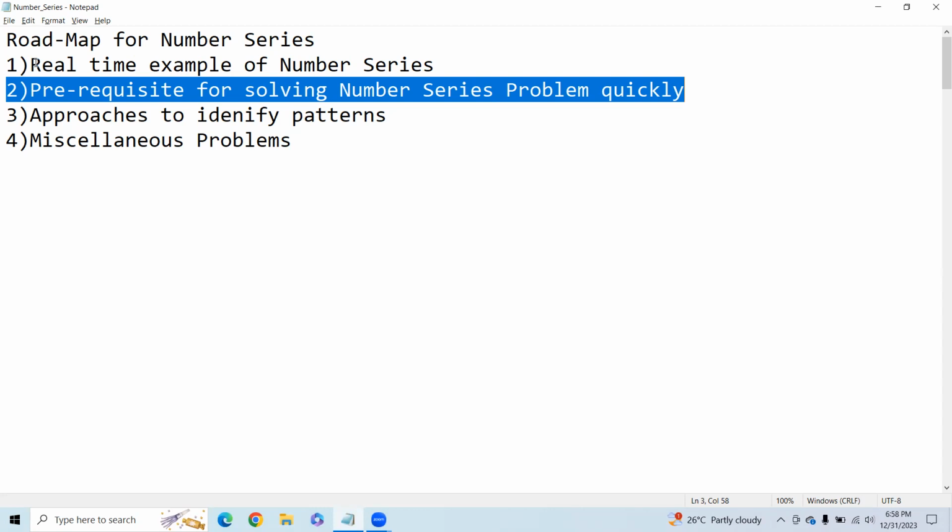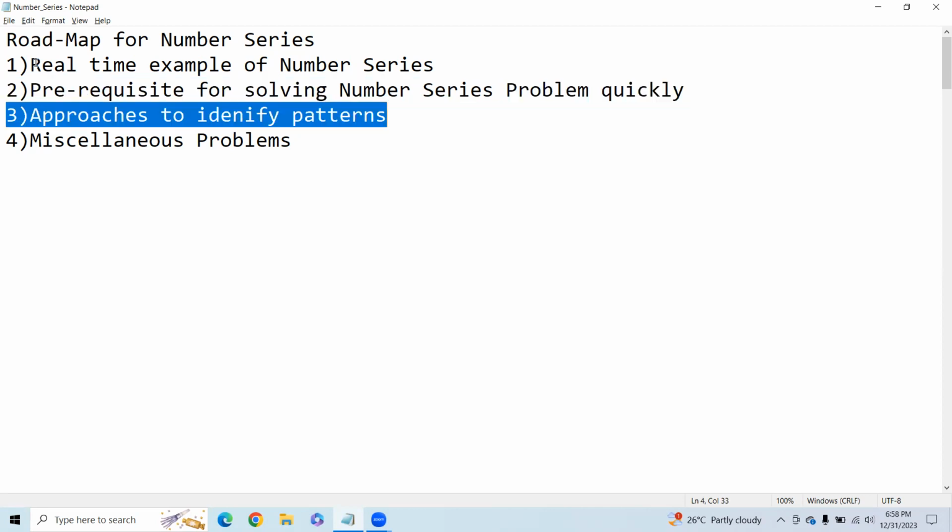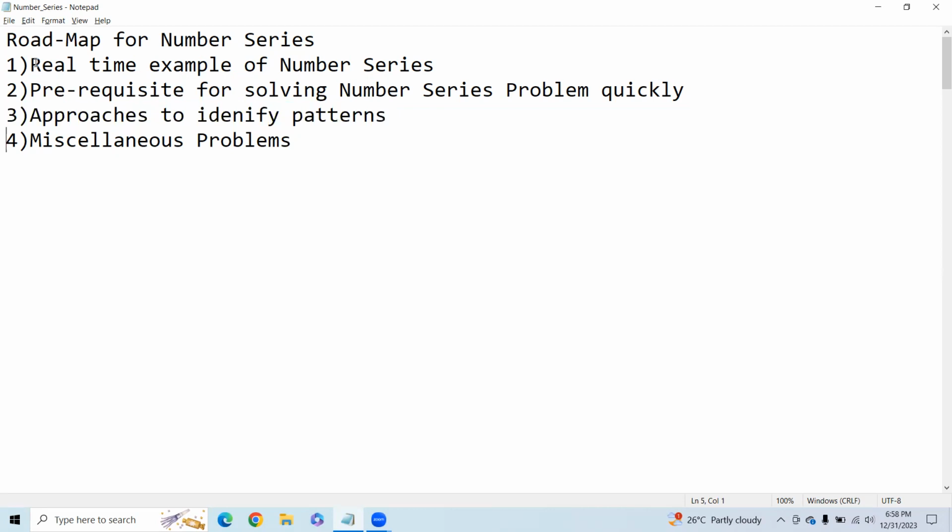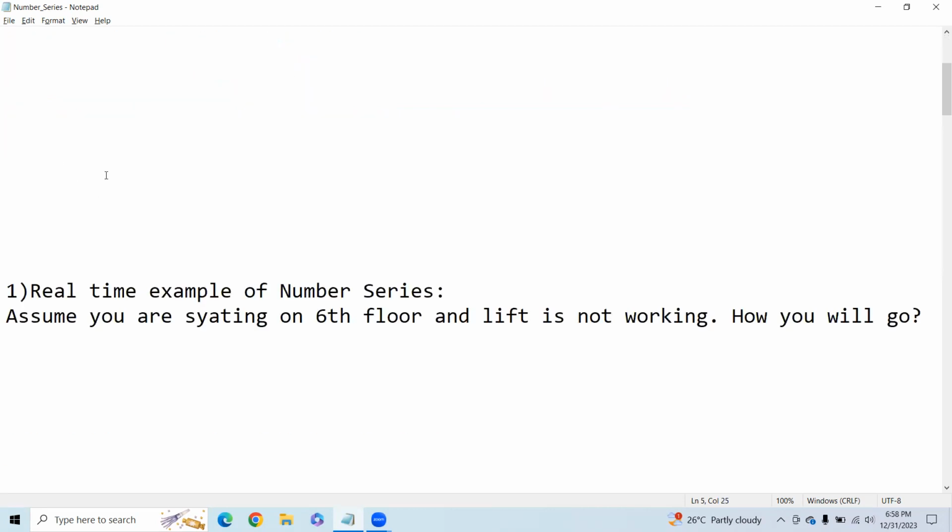So usually we know that in any of the competitive exams, if we solve problems in a quicker way, that is going to help us. So number series is the topic where in minimum time you can solve maximum questions just by looking at the question itself and identifying the pattern. Then we will see different approaches to identify these patterns. And once we identify the pattern, we are almost done with the problem. And then we will look at the miscellaneous problems. So let's get started with the real-time example.